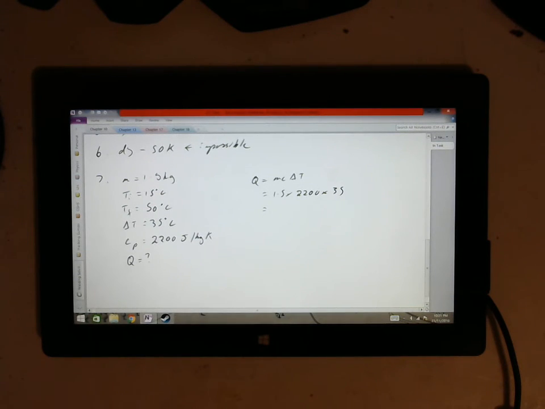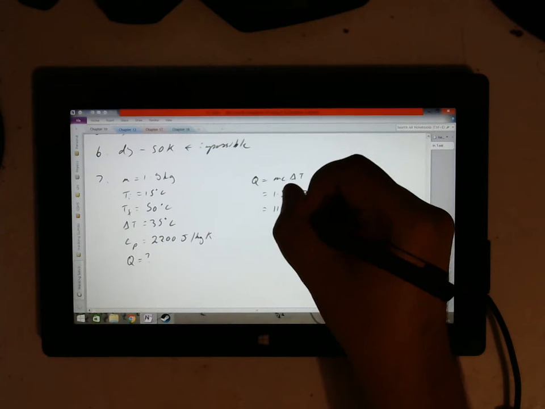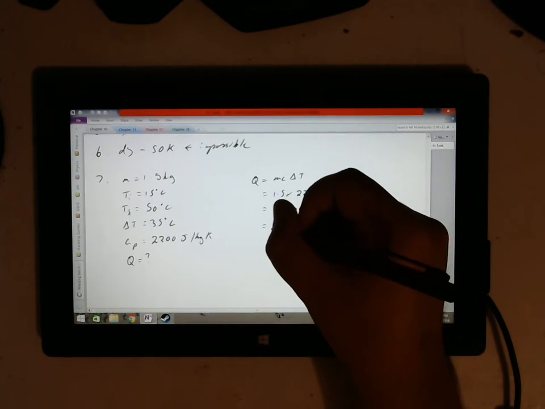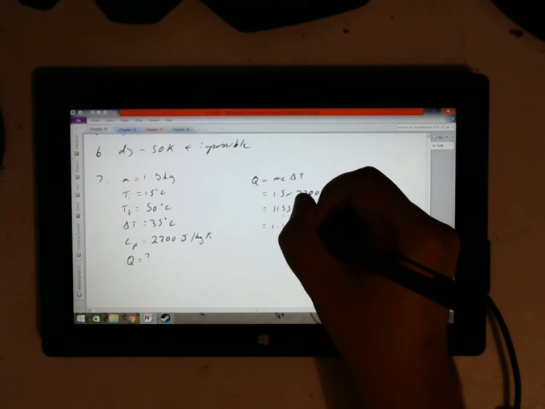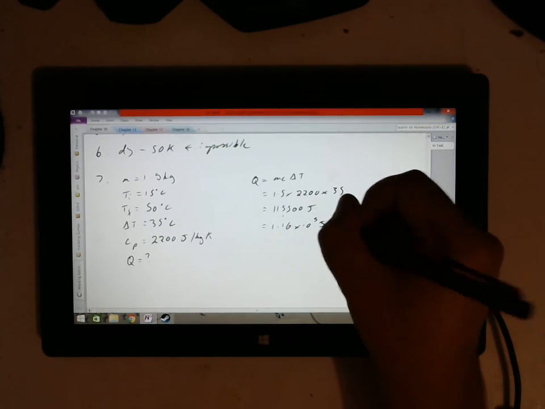equals 0.5 times 2200 times 35. 115,500 joules is about 1.16 times 10 to the 5 joules.